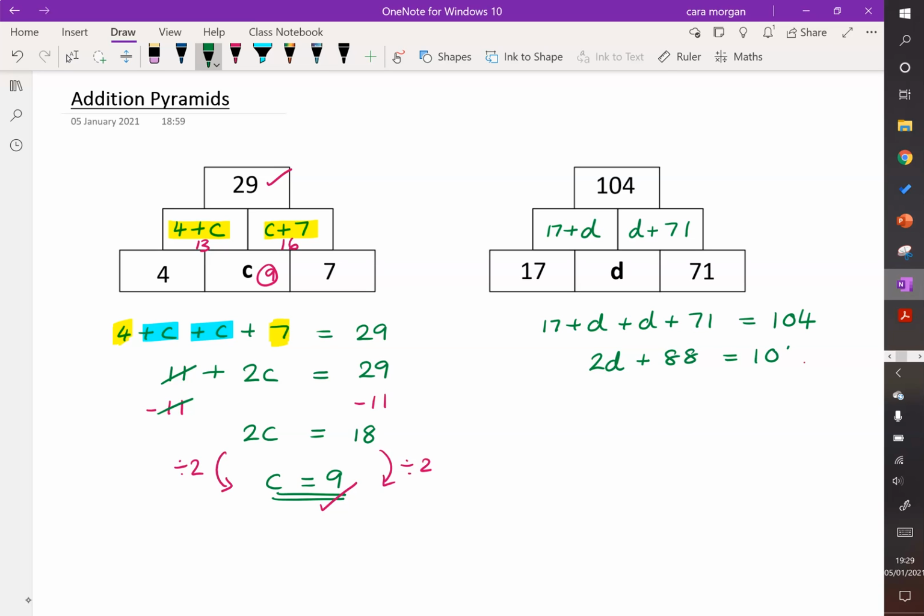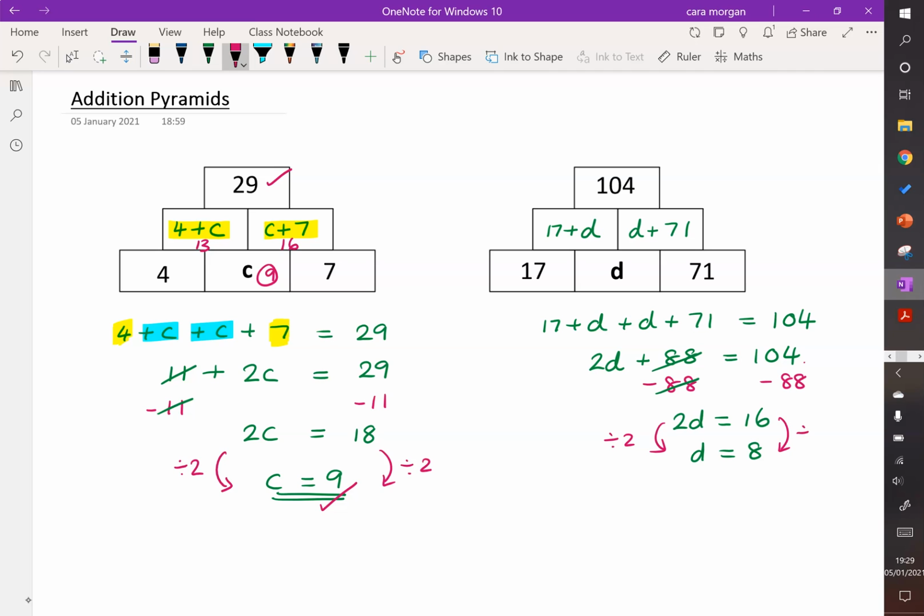Makes 104. I'm going to subtract that 88 first to give me the value of two Ds. 88, that's 12 plus 4, which is 16. And then I believe D must be 8 because I'm dividing both sides by 2.